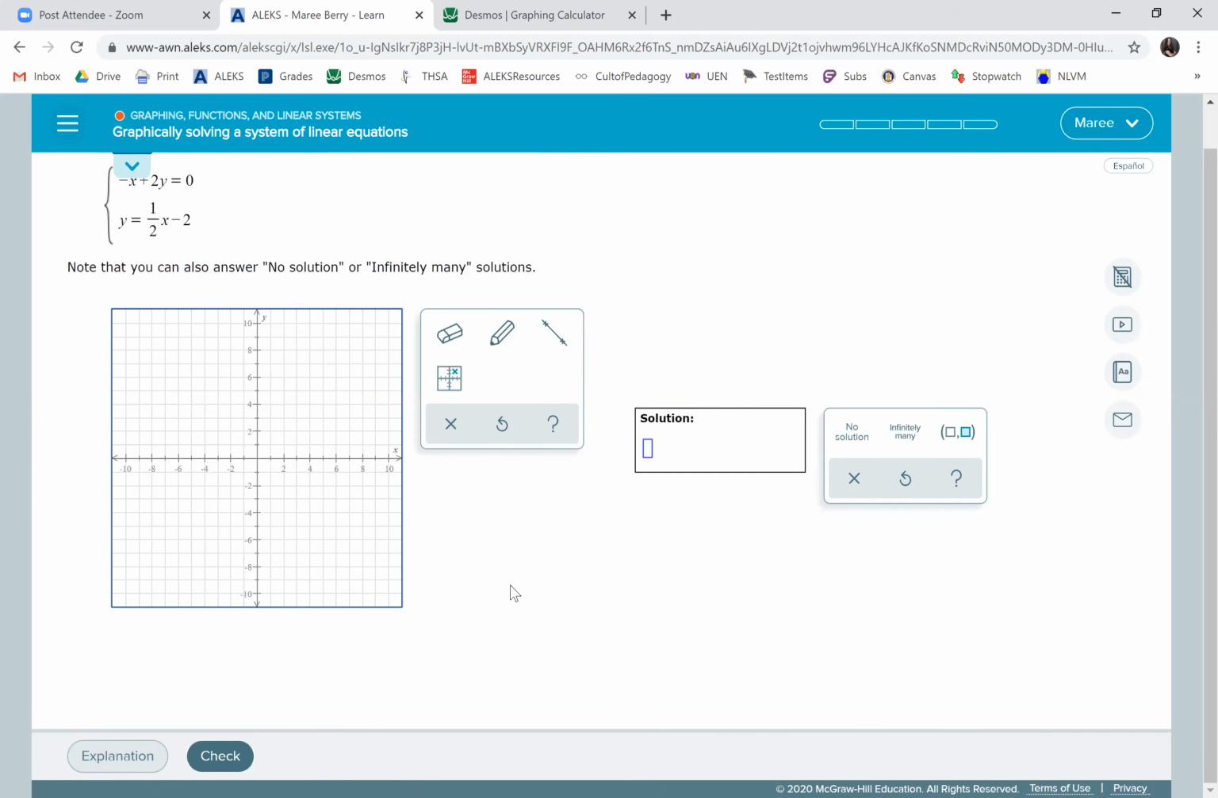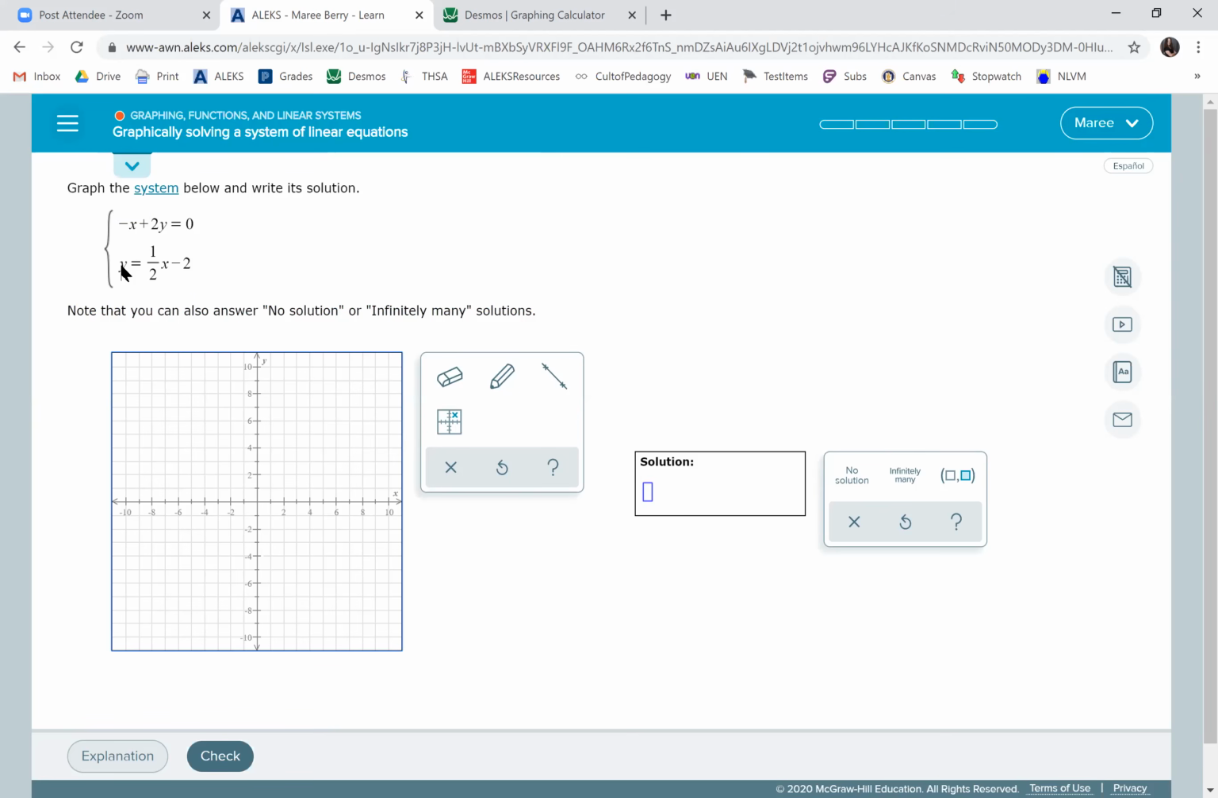Okay, so we are going to graph these. This one already has y equals, so let's graph that one first. We're going to do our y-intercept is -2. Our slope is 1/2, so we go up 1 and over 2. Remember, rise over run.